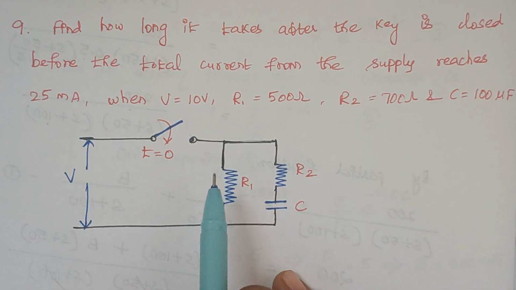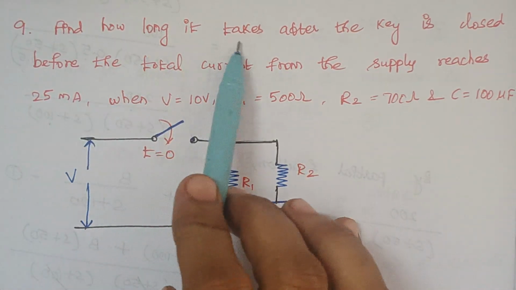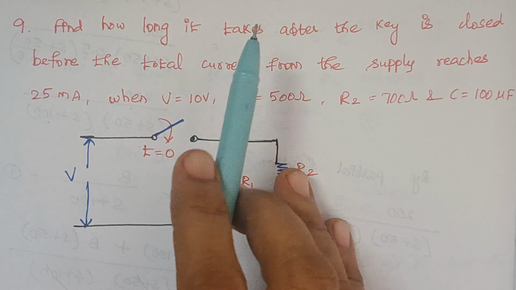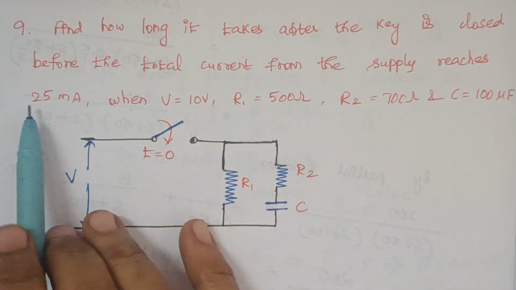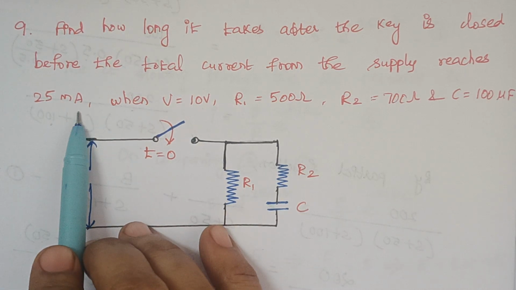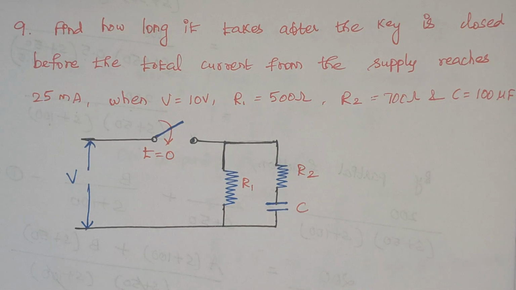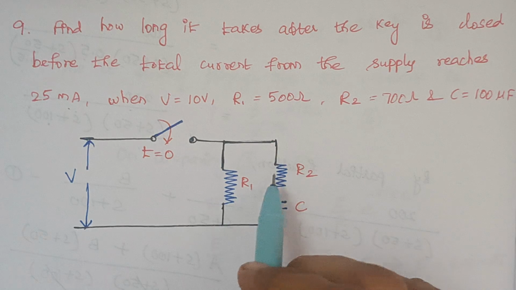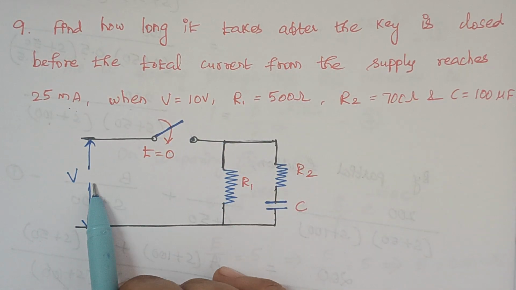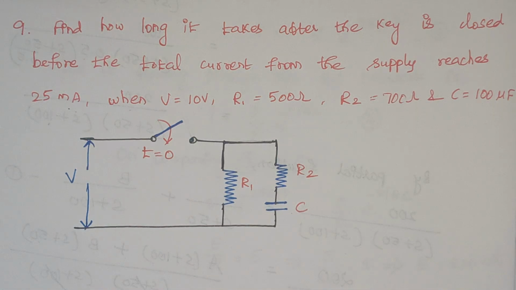We need to calculate how long it takes, that is, we need to calculate the time before the total current from the supply reaches 25 milliamps, right? What is the time at which the total current from the supply reaches this 25 milliamps? So here in this case the value of supply voltage is given, R1, R2 and C, everything is given, right?